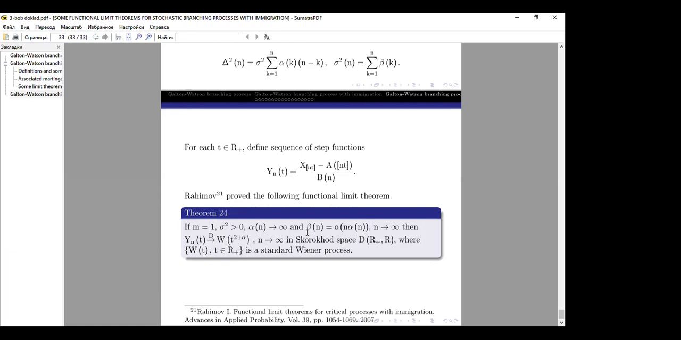Here I provide only one theorem, but there are two theorems. What will happen if we change the alpha n and beta n here? Rahimov also managed to prove functional limit theorems, for example, what will happen if alpha n is O of n to the minus one multiplied by n. There is a result by Rahimov.